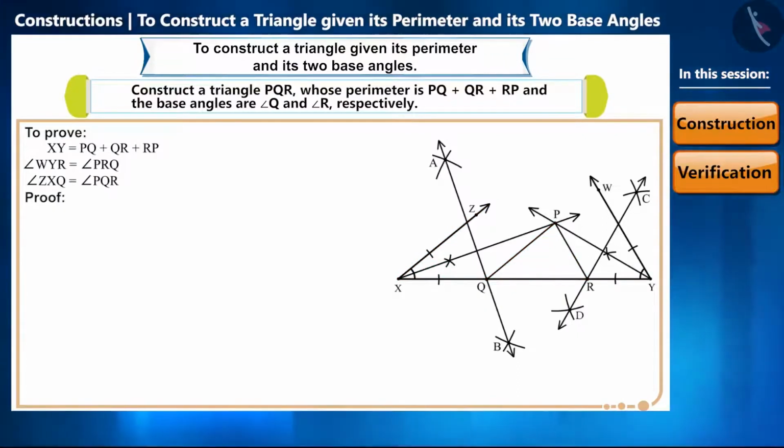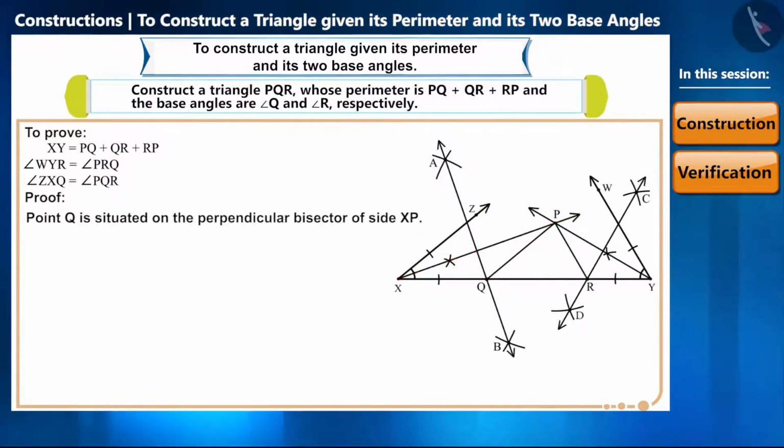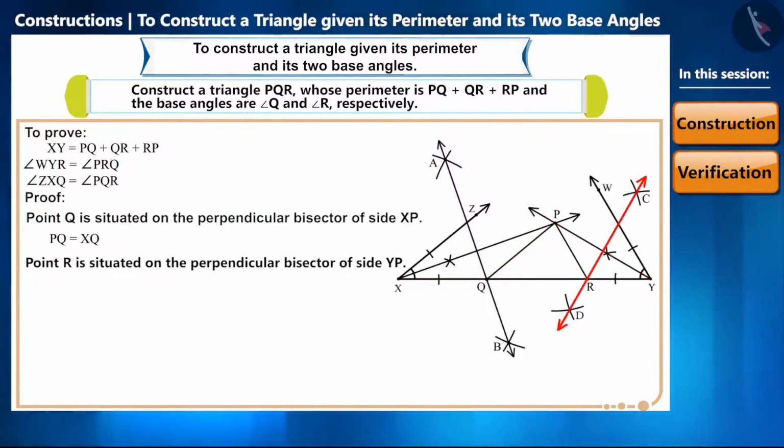As we know from the construction that point Q is situated on the perpendicular bisector of XP, so PQ is equal to XQ. Similarly, the point R is situated on the perpendicular bisector of YP, so RY is equal to RP. As we can understand from the figure, the line segment XY is formed by combining the line segments XQ, QR and RY. That is, XY is equal to XQ plus QR plus RY.